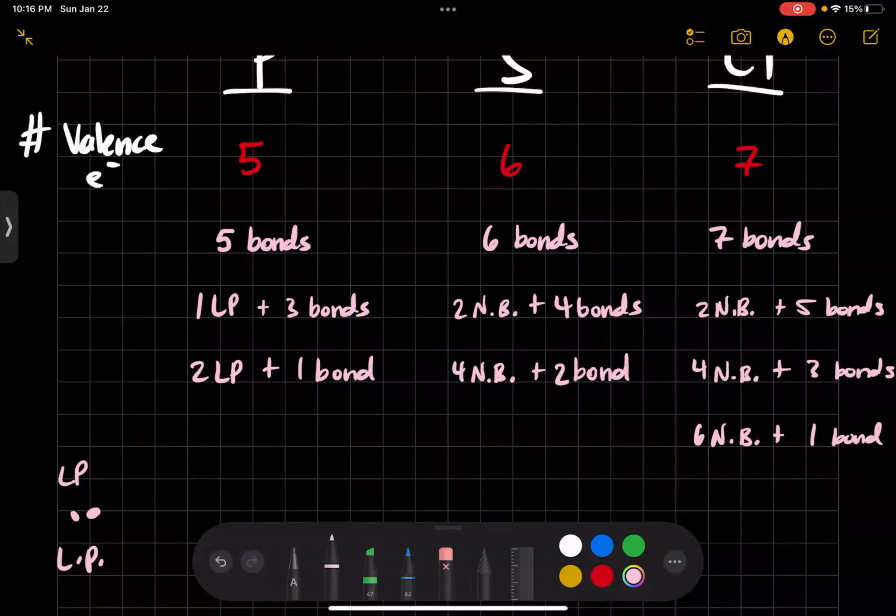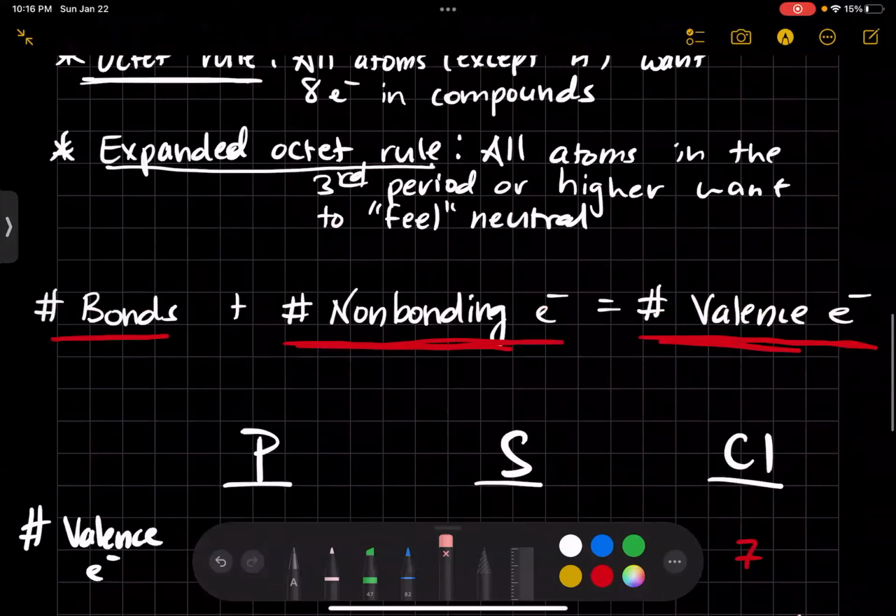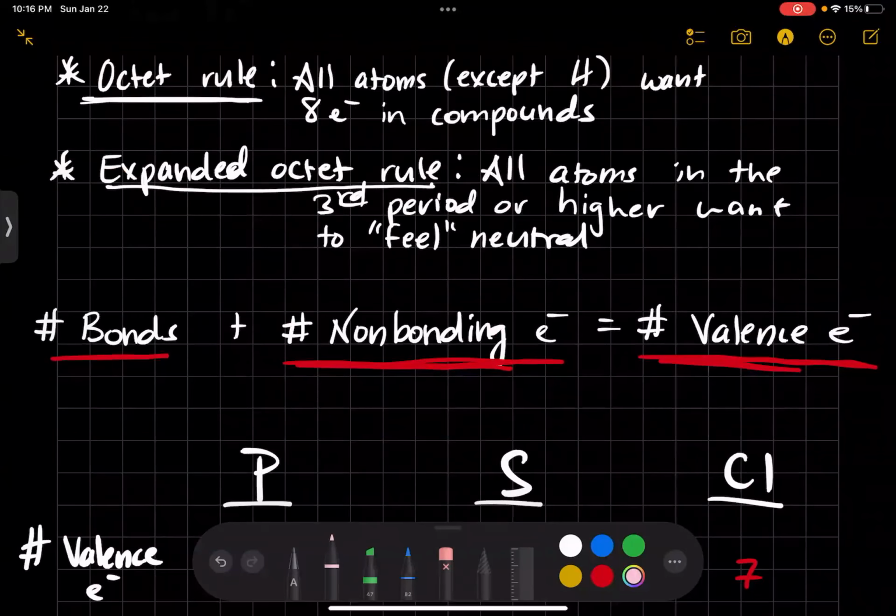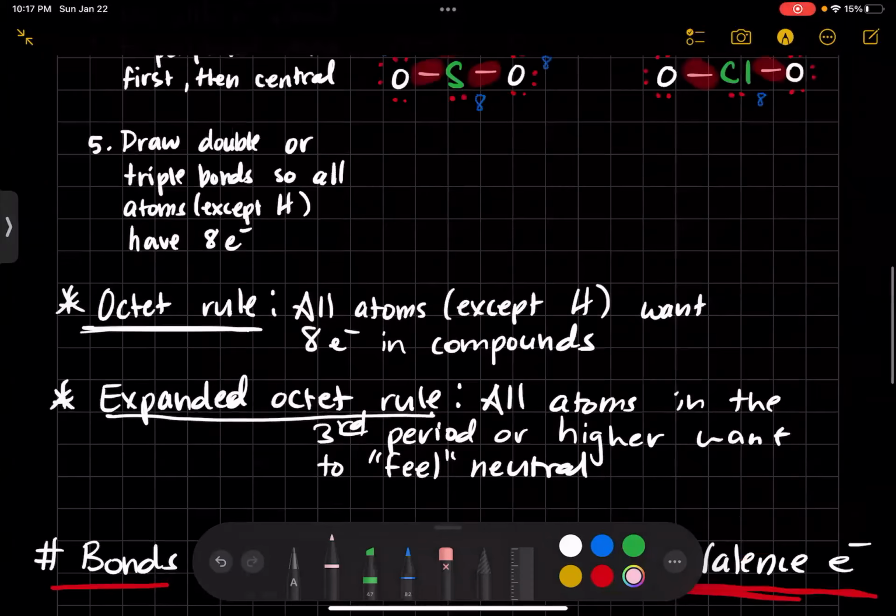Do you need to memorize these? No, not necessarily. It's much easier if you just know this equation and if you know this expanded octet rule, that all atoms in third period or higher want to feel neutral, which means that the number of bonds plus the number of non-bonding electrons equals the number of valence electrons.